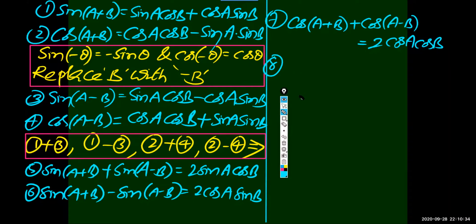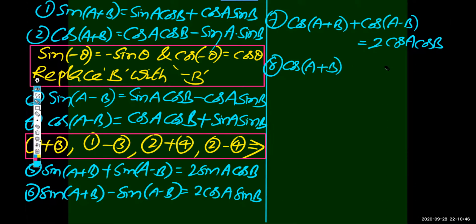Eighth one. Cos of A plus B minus cos of A minus B will be minus 2 sine A sine B. If you repeat, I'll write that. Minus 2 sine A sine B. Generally, the students forget this minus. Even if you forget a minus, the entire problem goes wrong. This minus is important here.